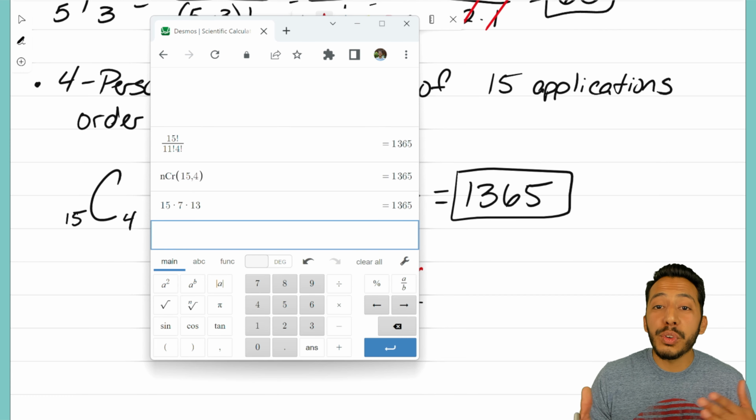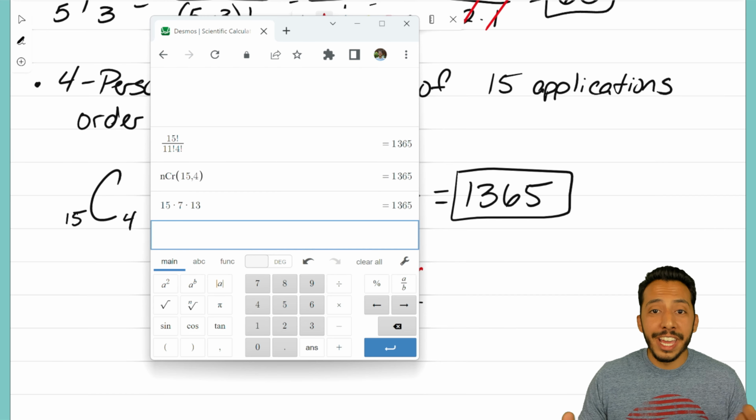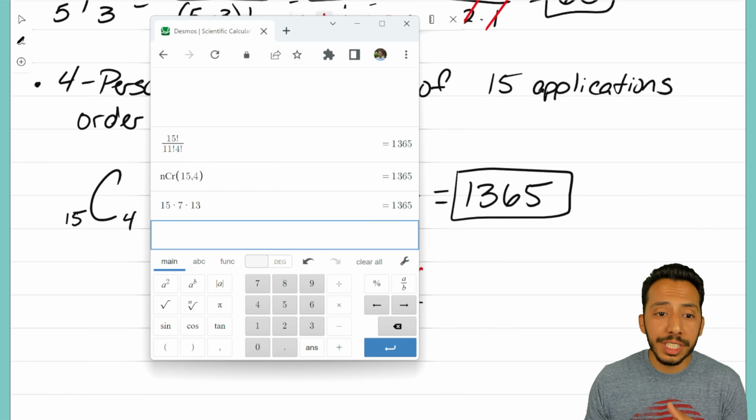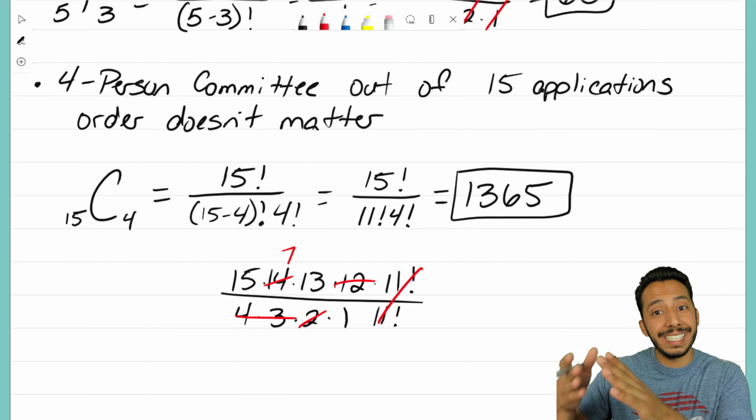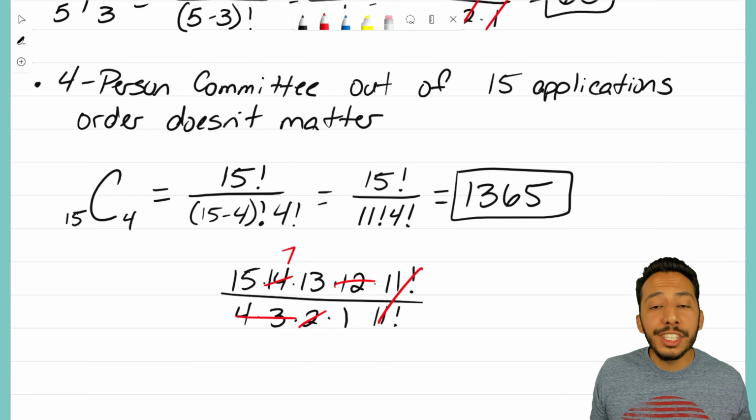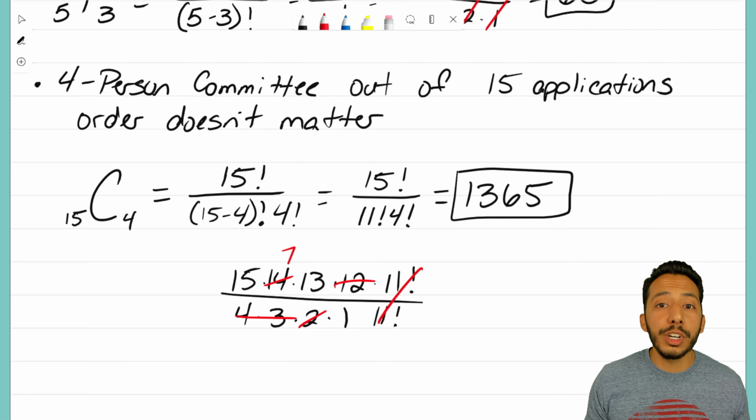Again, 3 ways here to solve it. You can make your factorial fraction. You can just plug it into your calculator using the combination function. Or if you really like solving it by hand to see all the stuff cancel out, you could do it that way too. It's all going to work out for you.